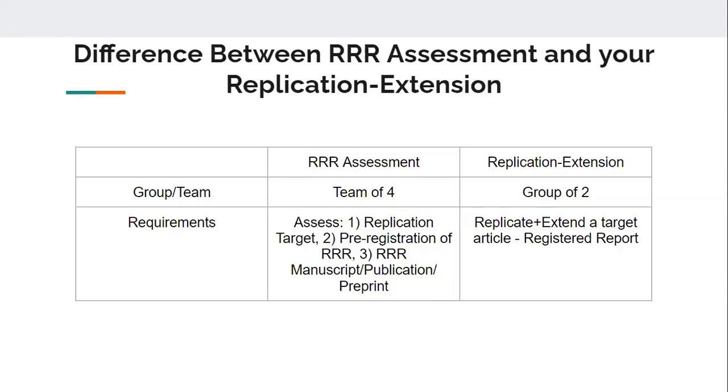You work on a stage 1 registered report in a group of 2. We work on the RL assessment first, and the deadline for the RL assessment final version is October 11th. After completing the RL assessment, you will work on the replication extension. Hopefully, you were able to transfer skills or knowledge learned from the RL assessment to the replication extension project. And one more thing, the replication extension project is done in a group of 2 instead of 4.